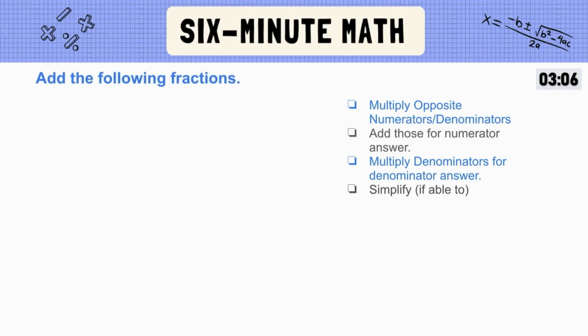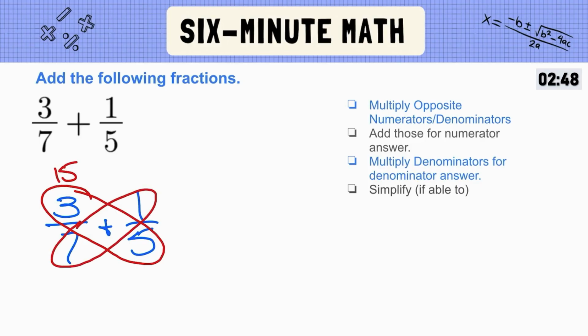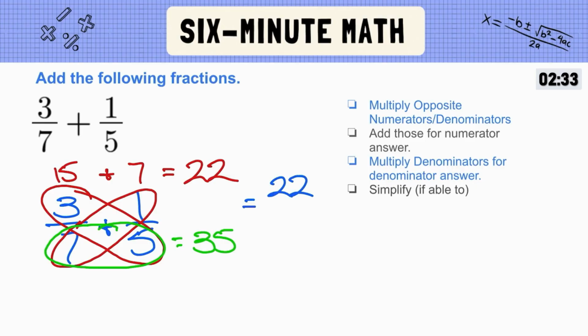What about the following? We have 3/7 plus 1/5. So 3/7 plus 1/5. 3 times 5 is 15. And 7 times 1 is 7. I add those together for 22. And my denominators, 7 times 5 is 35. Combining those two for a final answer of 22 over 35.